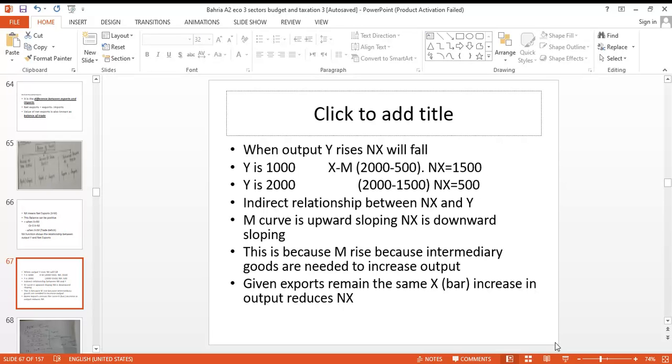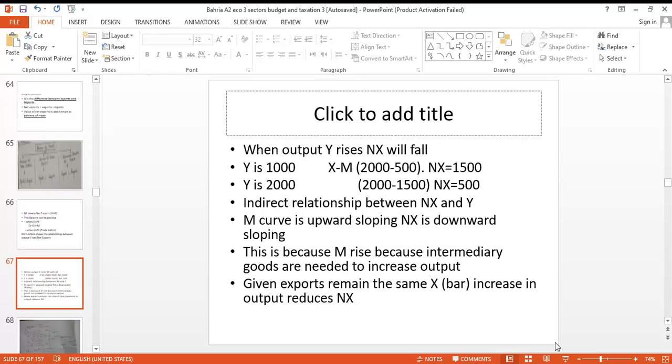Why? Let's say your income is 1,000, look at the example. When the income is 1,000, your exports are 2,000, okay, and your imports are 500. Your net exports, which is export minus import, NX, is 1,500. Okay, when income goes up from 1,000 to 2,000, now what happens? Assuming that the marginal propensity to import in this country is very high, your exports will remain the same. They are not related to your income, but your imports, because of your higher marginal propensity to import, will rise from 500 to 1,500, leading to a decrease in net export.